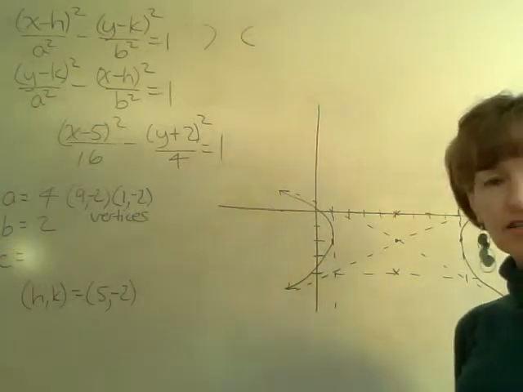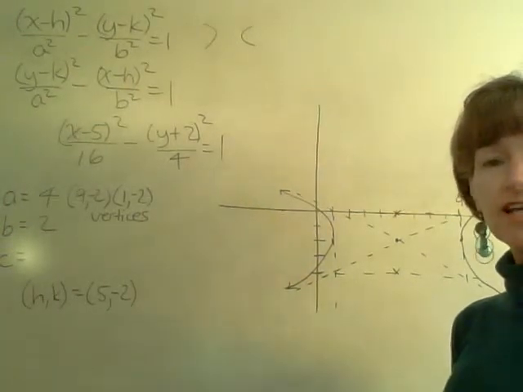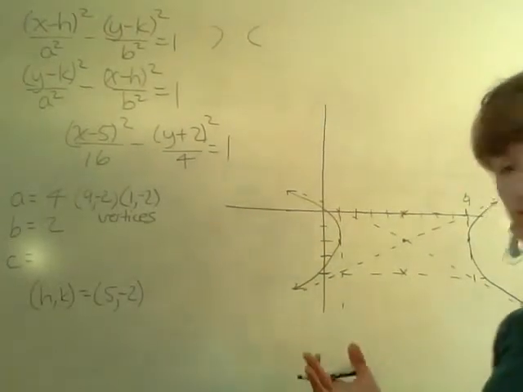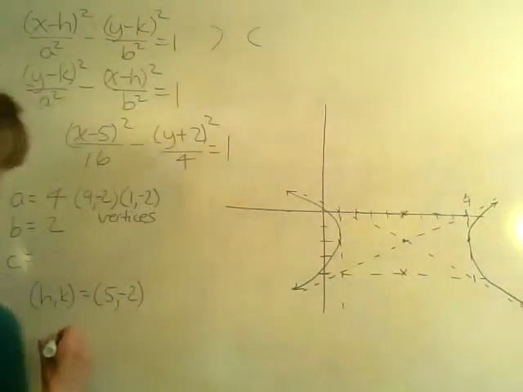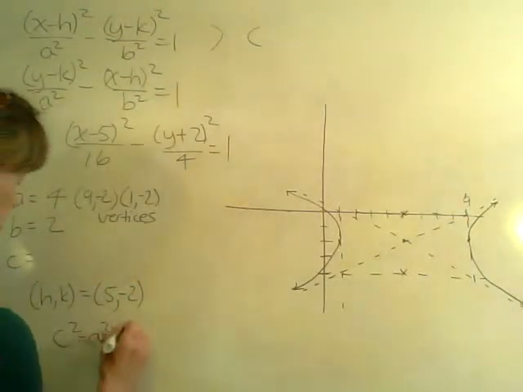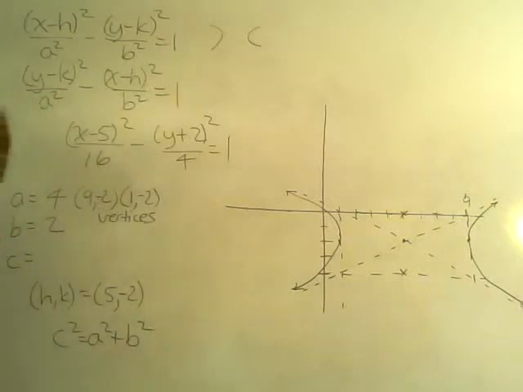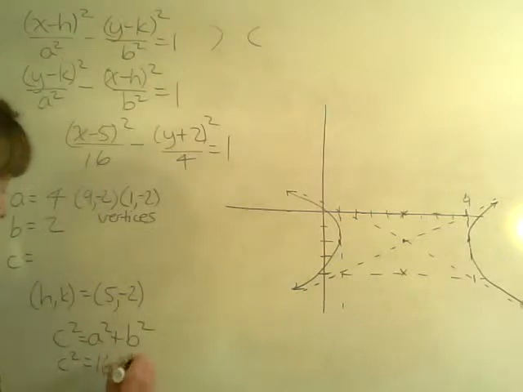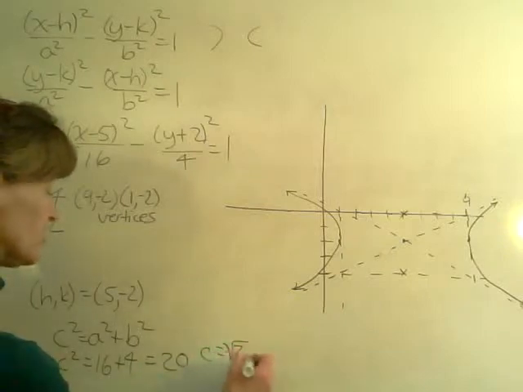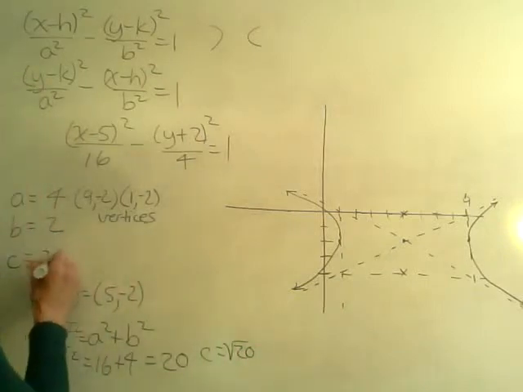Now, just as in the ellipses, c helps us find our foci. Okay, and we've got 2 foci, one right here and one right here. All right, well, let's find c. Now, the equation for c with the hyperbolas is c squared equals a squared plus b squared. It's exactly like the Pythagorean theorem. Remember that for an ellipse, c squared was equal to a squared minus b squared. All right, well, c squared is equal to a squared, which is 16, plus b squared, which is 4, and 16 plus 4 is 20. So c is equal to the square root of 20, which is 2 square root of 5. All right, well, that's going to help me find my foci.